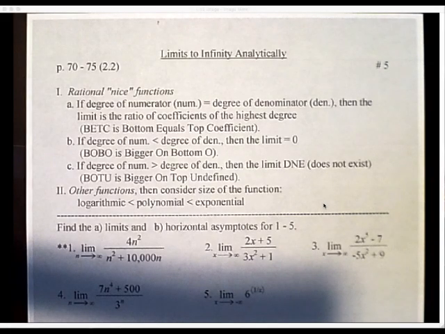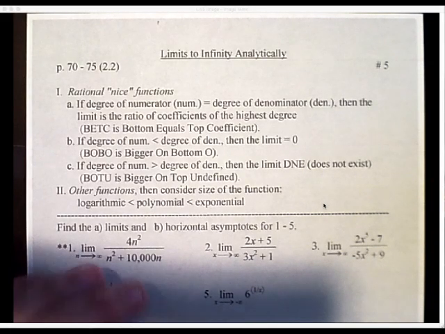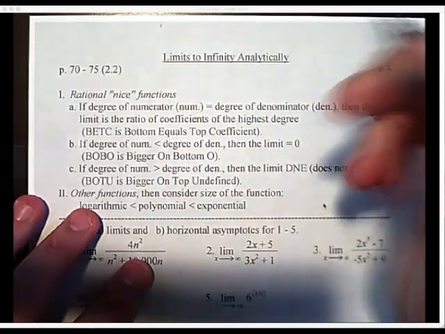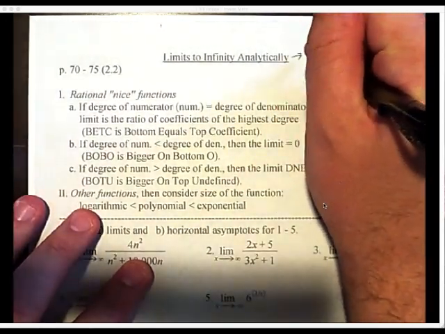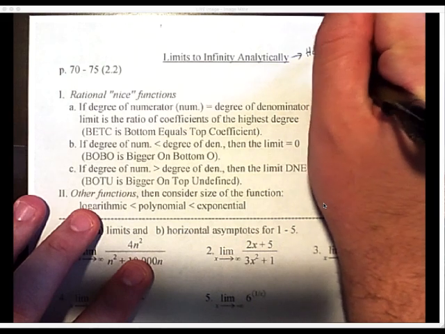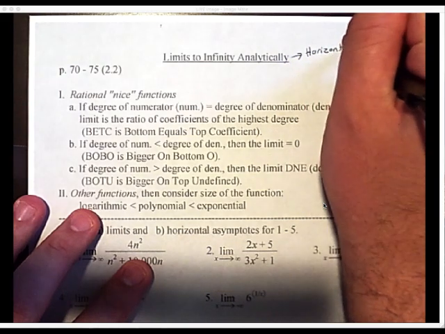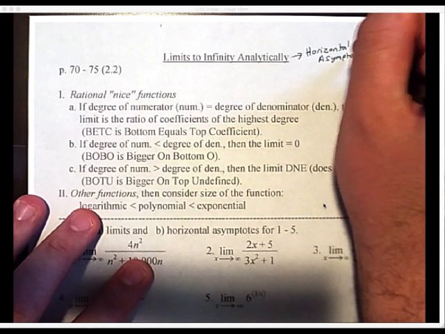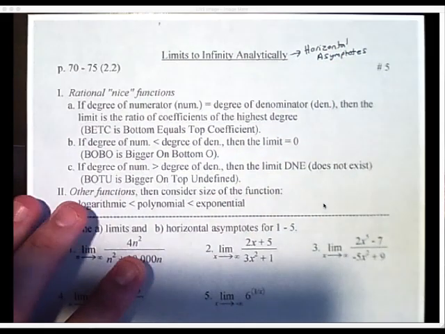All right, this is going to be note card 5. It says limits to infinity analytically. So basically what we're trying to find is the horizontal asymptotes without having to plug them into a graphing calculator.